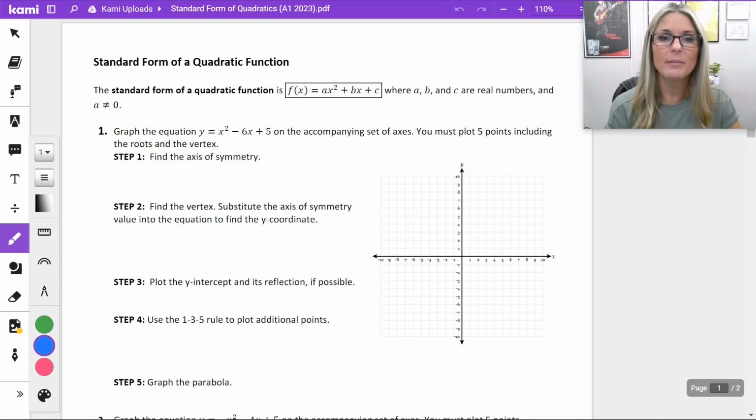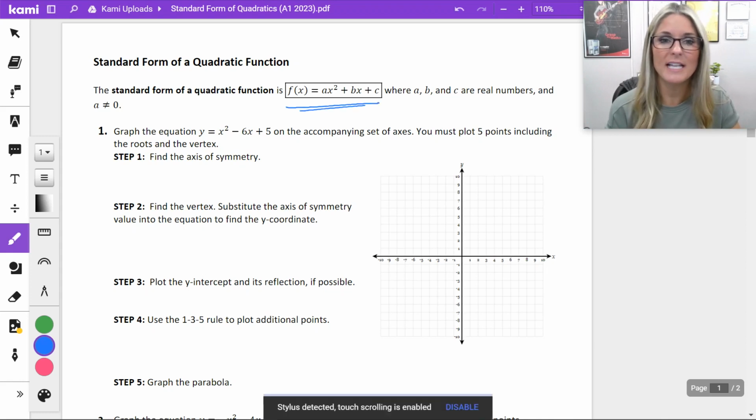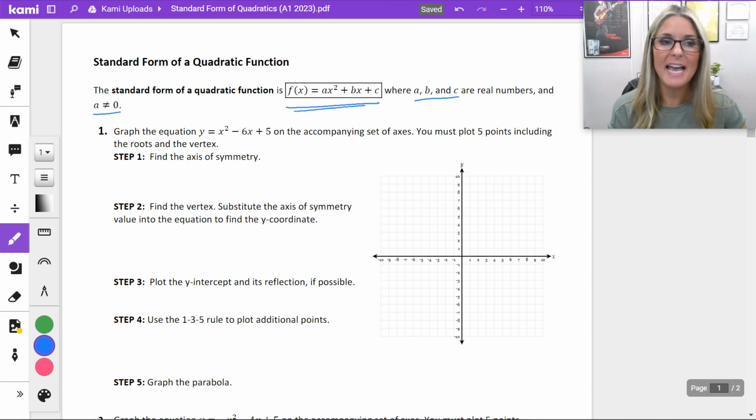So standard form is f of x equals ax squared plus bx plus c, where a, b, and c are all real numbers, and then our a cannot be 0. Think about that. If a is 0, 0 times x squared would make 0, and this is no longer a quadratic function. So all of that is just extra information there for our definition of standard form.